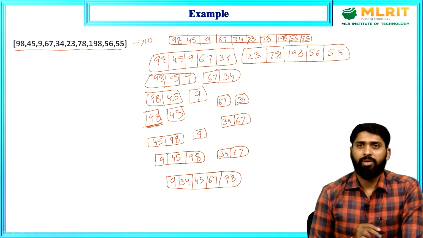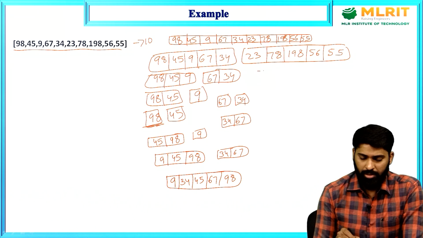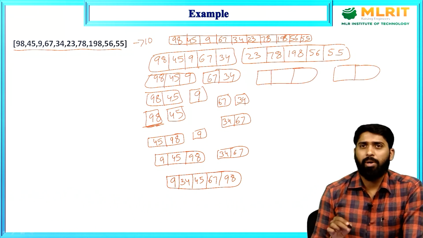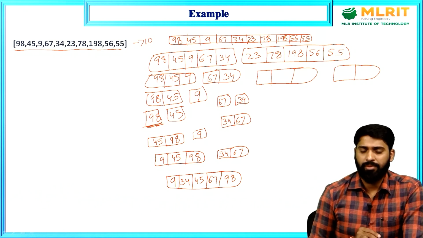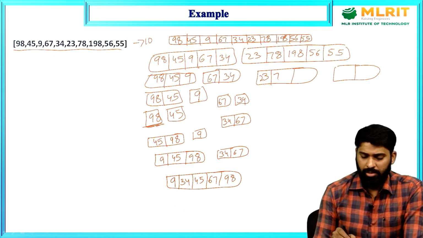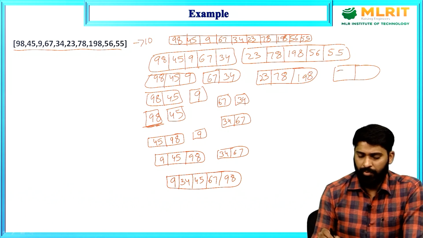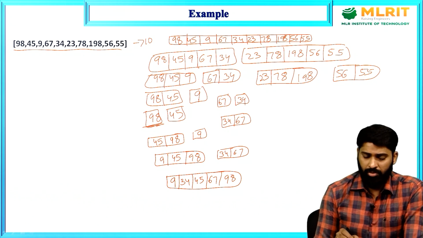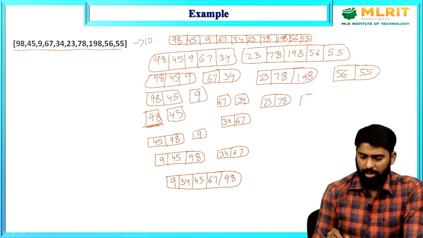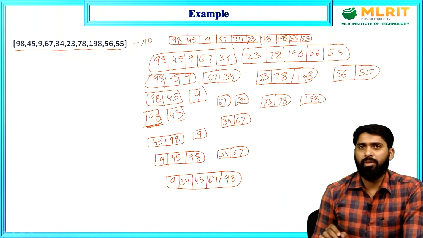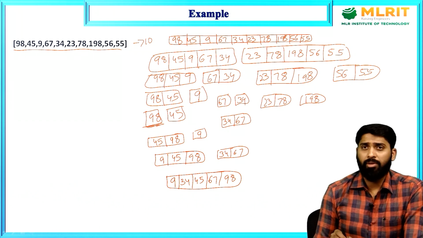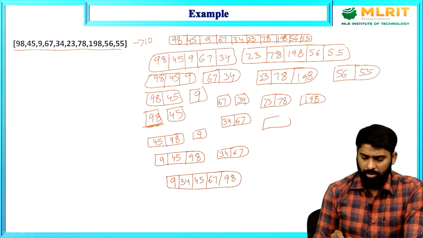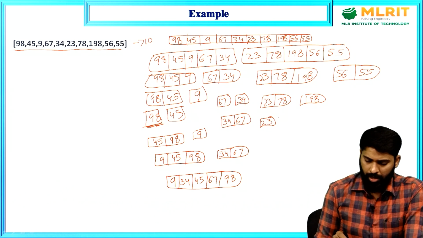So, coming to the right side. Again, these 5 elements are divided into 3 and 2. So pause the video and try to solve this. So 23, 78, 198, and here 56, 55. Again coming to the left side, 23, 78, 198. We divide this as 23, 78 and 198. We have only one element in 198, so stop here. Divide 23 and 78 into 2 sub arrays. So 23 and 78.